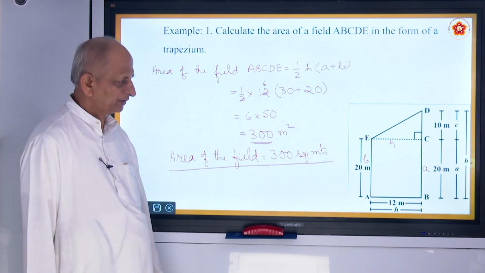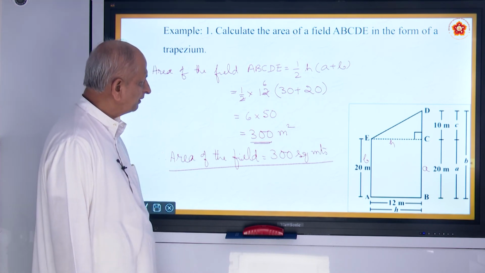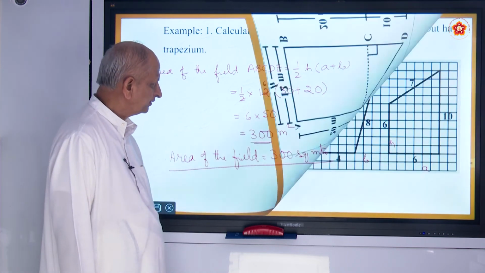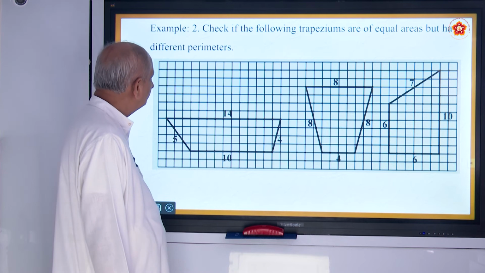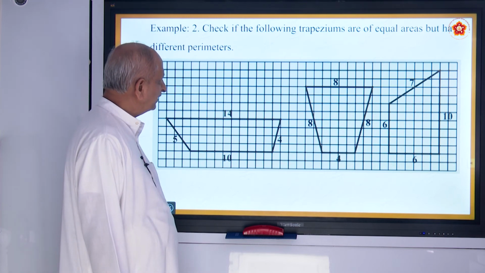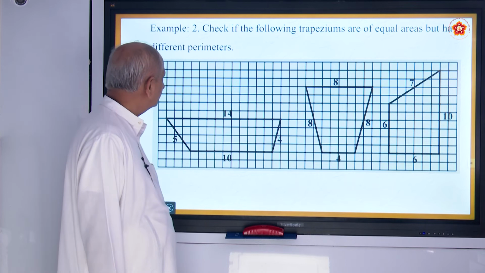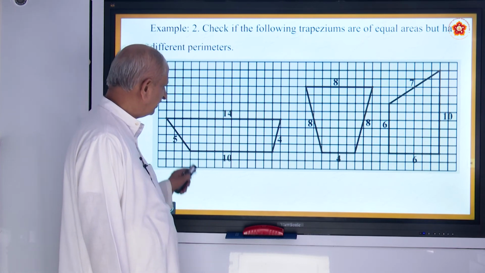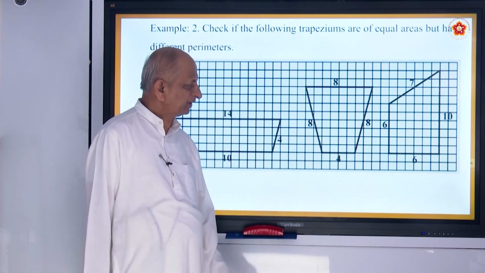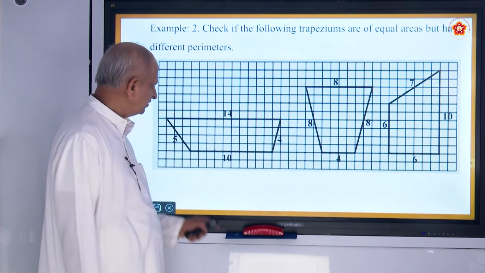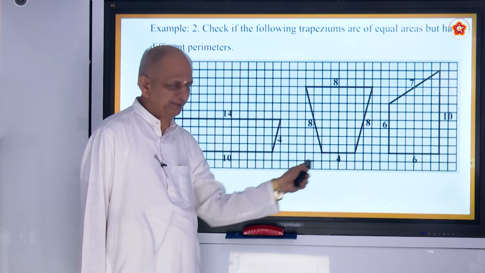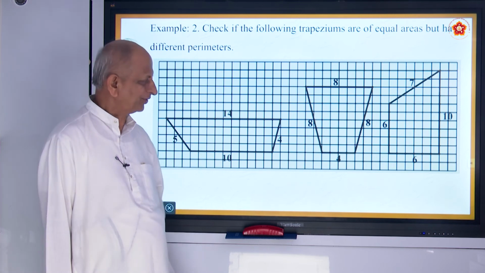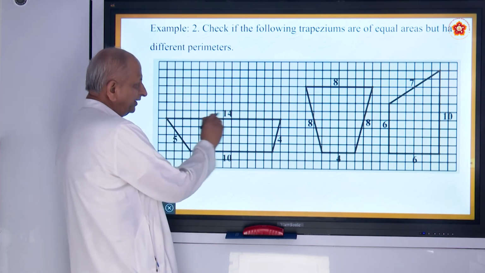Okay, got it? Now shall we see one more problem? Noted? Very nice. Check if the following trapeziums are of equal areas but have different perimeters. So, perimeters are different. They are asking about area. What is this sheet called? It is called graph sheet. You have seen graph sheet? Seen? Okay. So, here are all trapeziums.